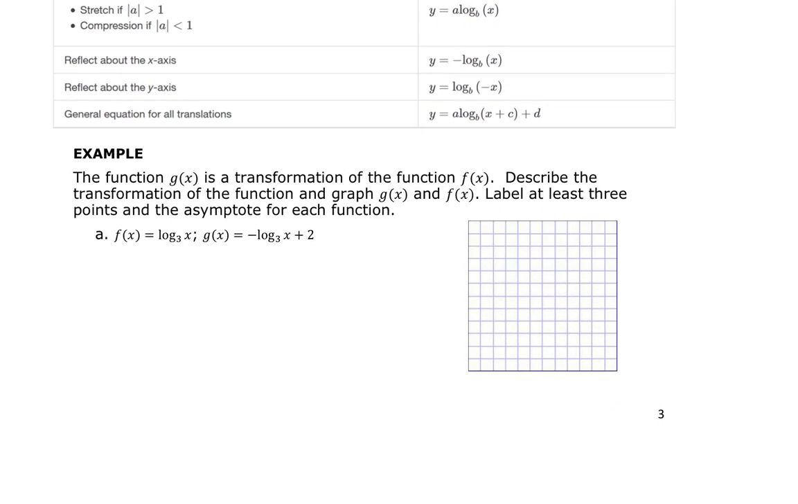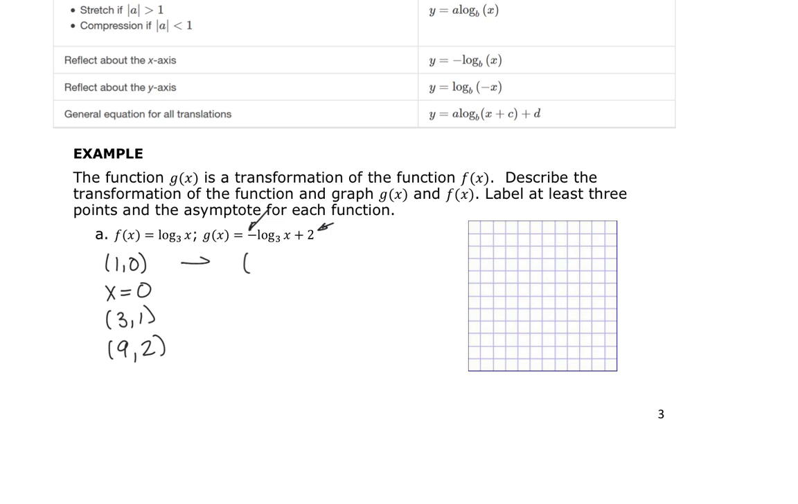All right, so let's take a look at what each one of these do. For the original parent function, I would have gone through (1, 0). X is equal to 0 is a vertical asymptote, and I would have gone (3, 1). Now it does ask for 3 points, so I would put in 9 and 2 would come out. This negative and this positive 2 will change the range values.